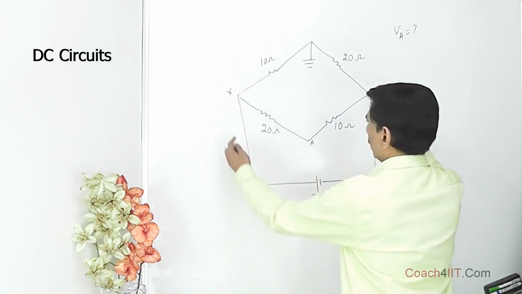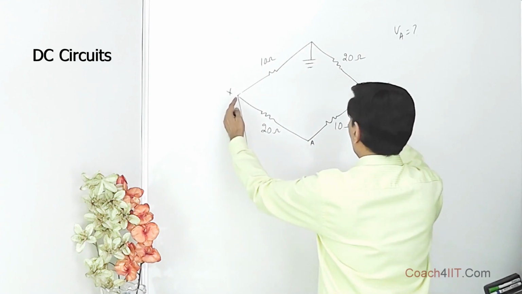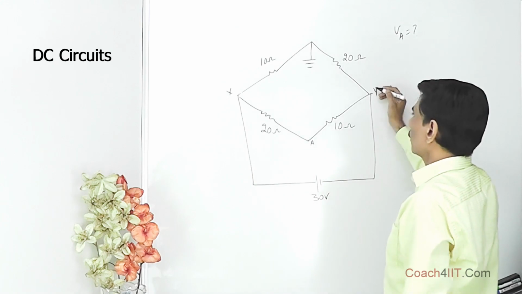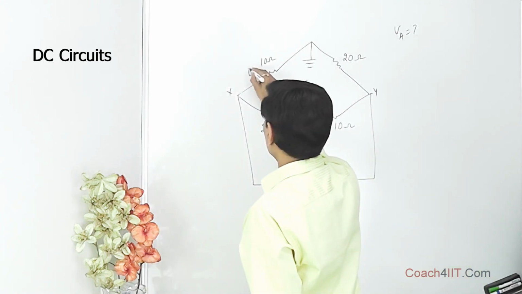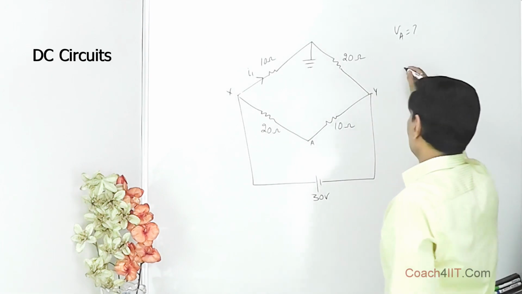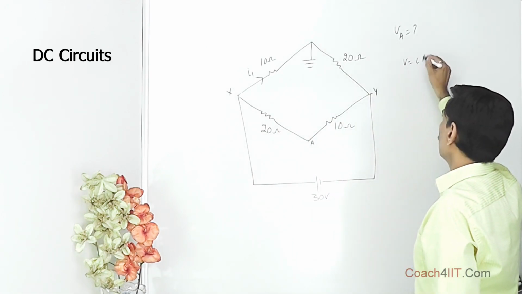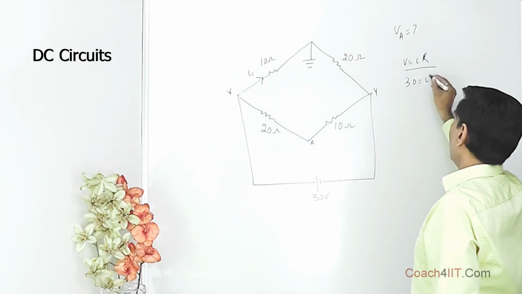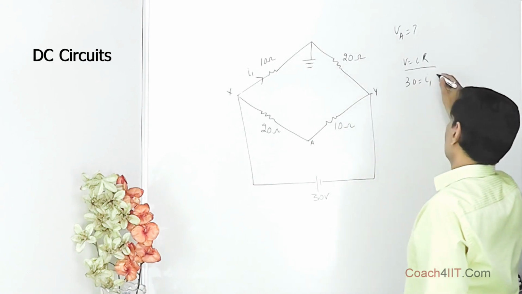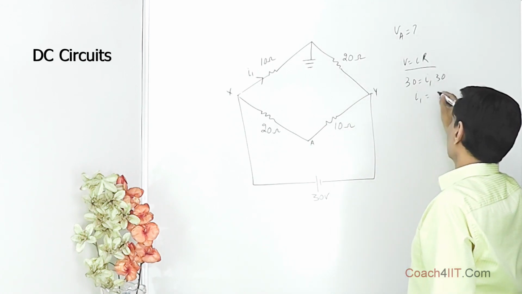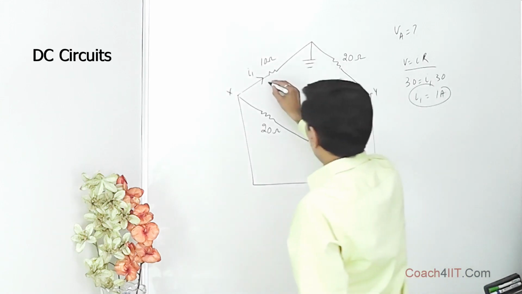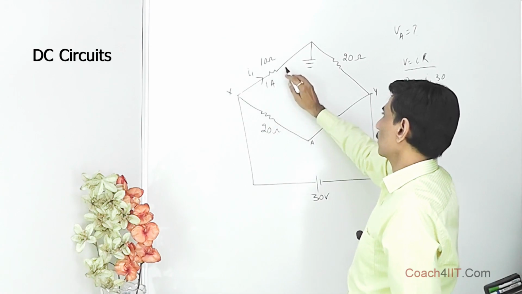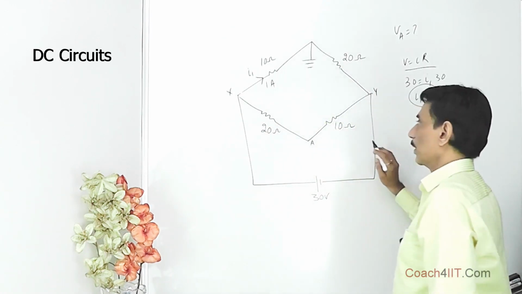The potential difference across XY is 30 volt, and the 10 and 20 ohm resistors are in series. If we say the current in the upper arm is I1, we use V equals I into R. V across X and Y is 30 volt, I is I1, R is 20 plus 10, that is 30 ohm. So I1 is equal to 1 ampere. So 1 ampere current flows in this direction, through the 10 ohm resistor and the 20 ohm resistor, and then comes over here.